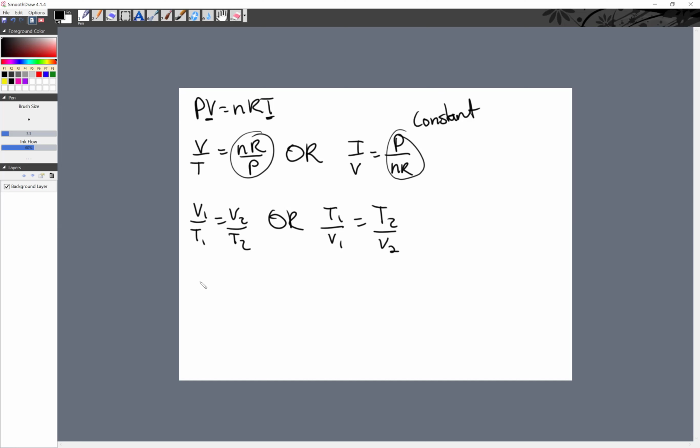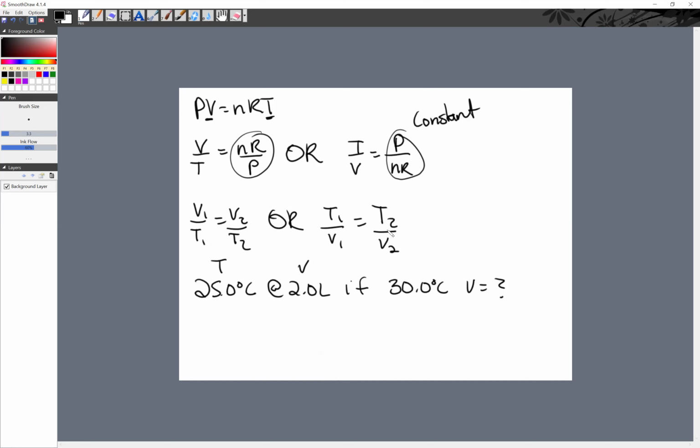So for instance, if I had a system at 25 degrees C at 2 liters, what would happen if I increase the temperature to 30 degrees? What would my new volume be? It is talking about the gas laws. I'm holding some of them constant. The only two I'm playing with are temperature and volume, so I must be playing with Charles' law. Do I know an equation for Charles' law? Yes, it's one of these two variations.